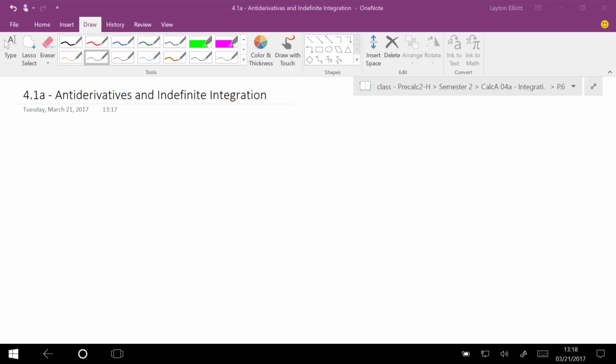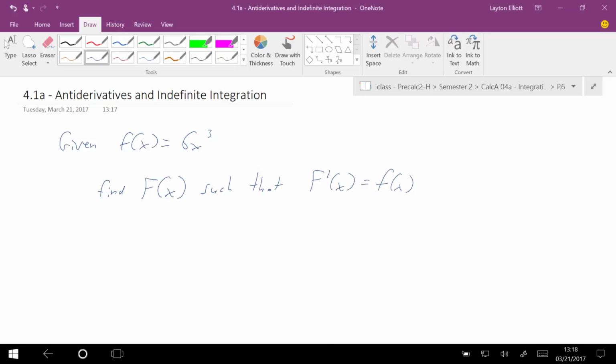So we're starting actually Calc-B now, and if I start with a function given f of x is equal to 6x cubed, one of the first goals we have is to find another function which we're going to call capital F of x, such that the derivative of capital F of x is equal to f of x.